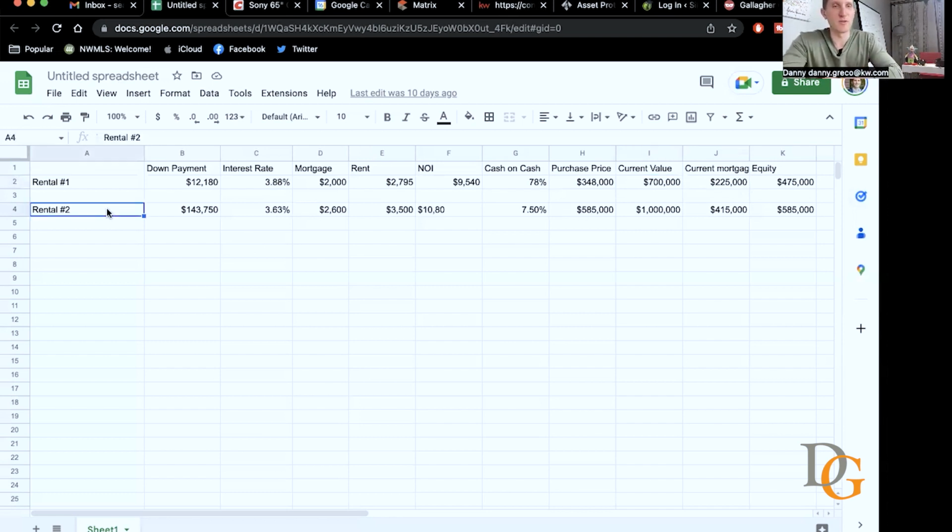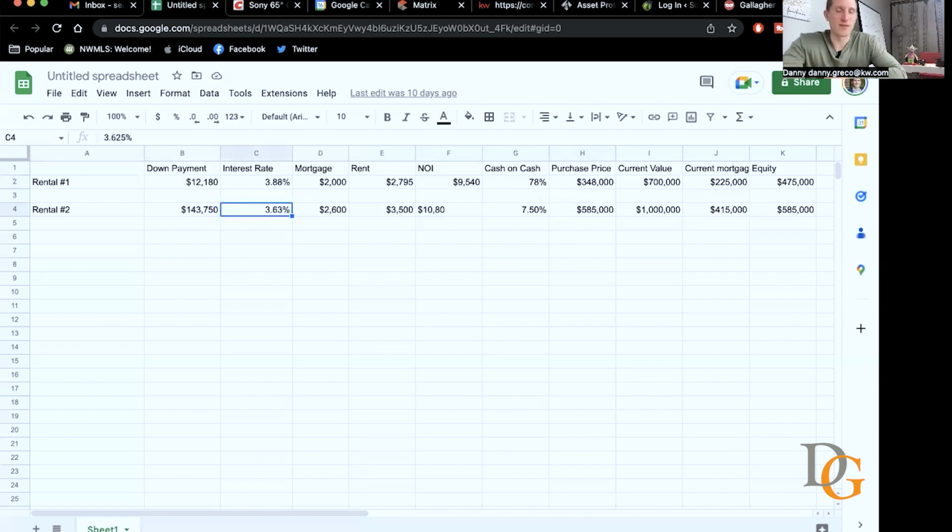Rental property number two is a property that I bought purely as an investment. I never lived in it, never intend to live in it, anything like that. This was purchased a few years ago. Purchase price was right around $585,000. I think we got like $10,000 in closing costs or something. So you had to put 25% down. You're buying an investment property, so you have to put down a lot more than what you would as a minimum on the owner-occupied side. So I had about $144,000 down payment.